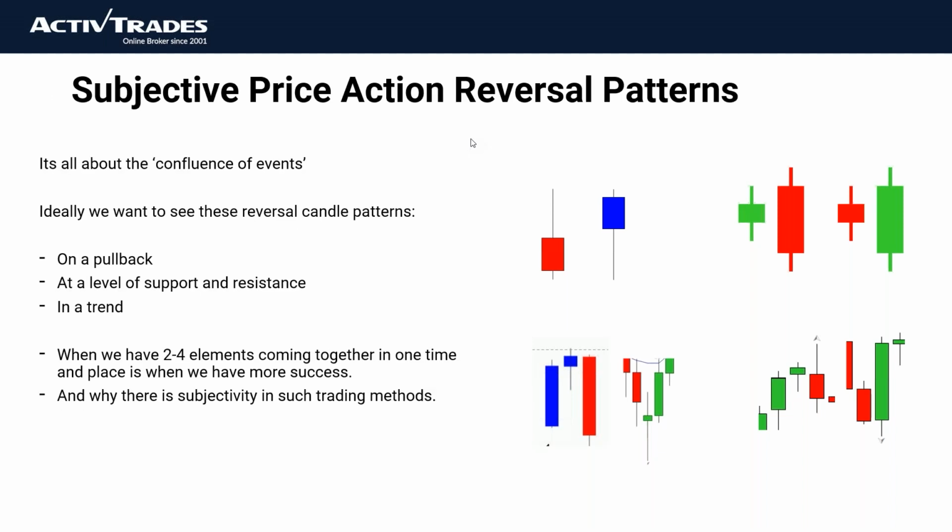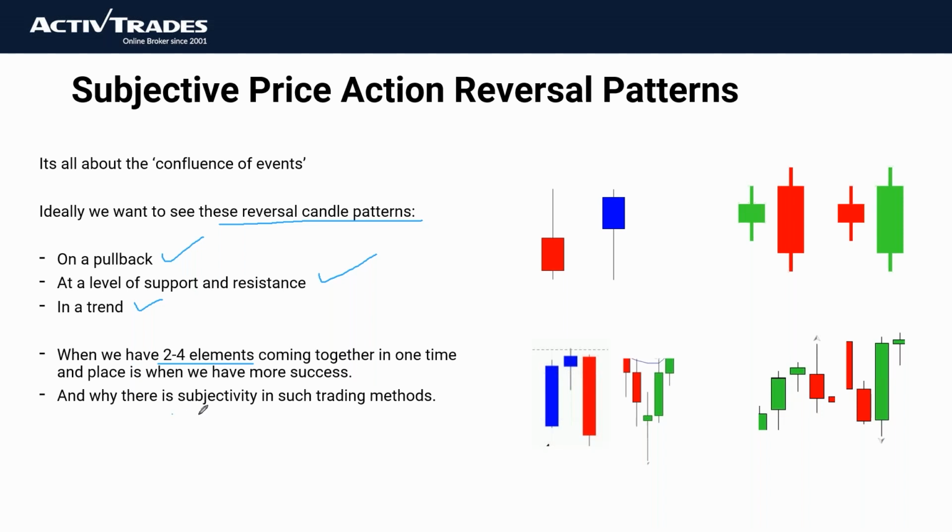So, I talk about it all the time, about that confluence of events, right? Ideally, when we're talking about a confluence of events, what we're looking for is reversal candle patterns on a pullback, at a level of support or resistance, in an existing trend. And as I said, when I've got 2 to 4 elements coming together in one time and place, that is when you have a higher probability of success.